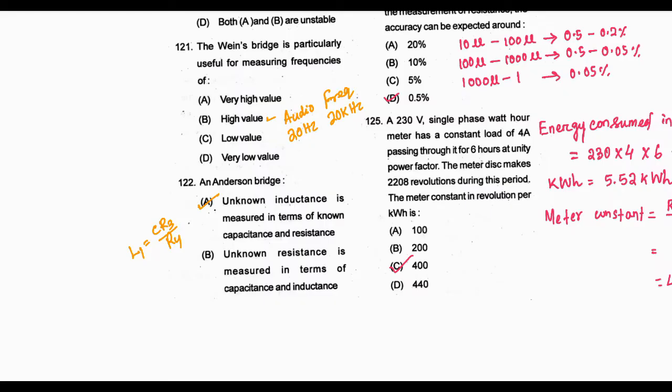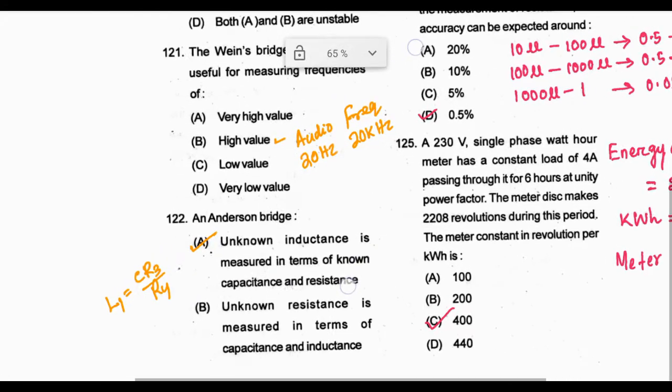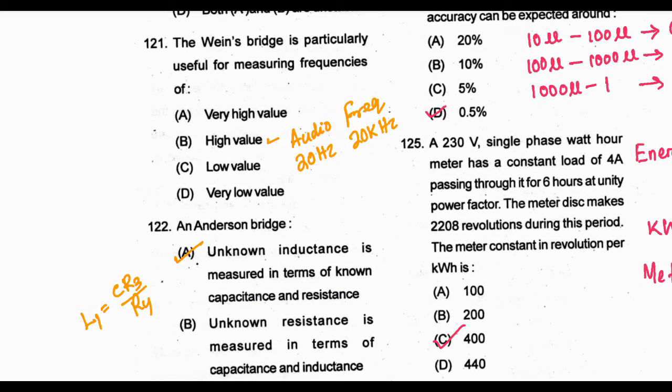Question number 121. The Owens bridge is particularly useful for measuring: option A, very high value frequencies; option B, high value; option C, low value; and option D, very low value. So generally Owens bridge is used for measuring in the audio frequency range, and we know the audio frequency range is from 20 Hz to 20 kilohertz. So this is high value.